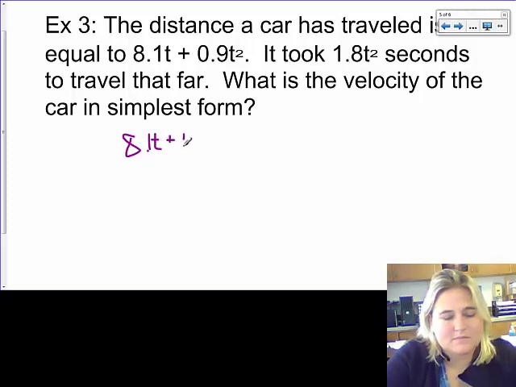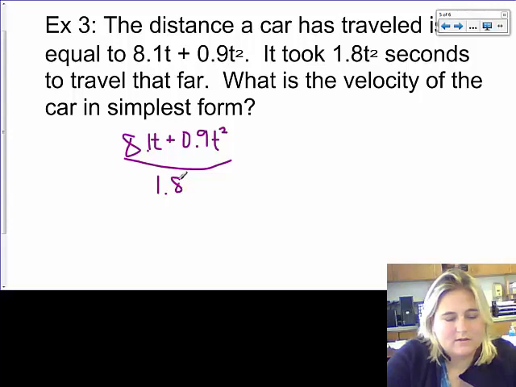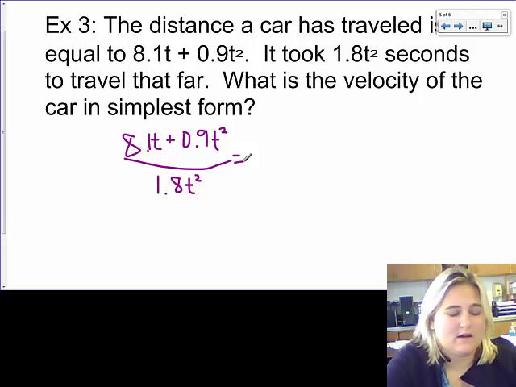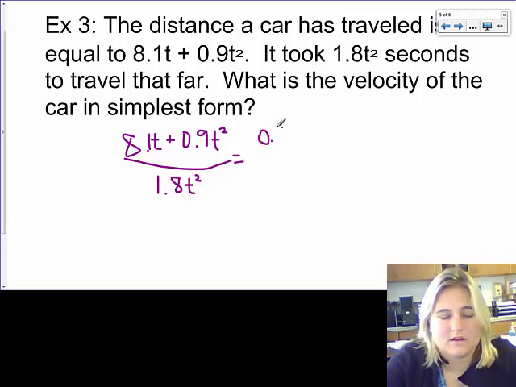plus 0.9 t squared, and I'm going to divide it by 1.8t squared. So on the top, I can factor a 0.9 out of both. Okay, so if I do that, I have 0.9, and I can also take a t out of both. I'm going to have t out here.